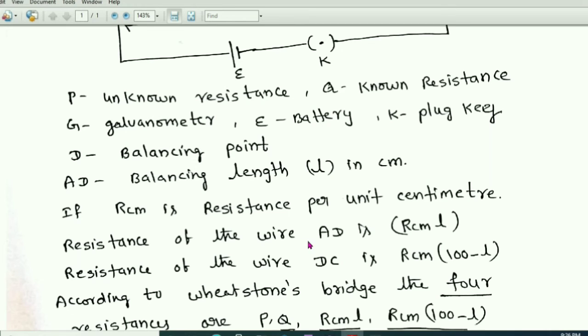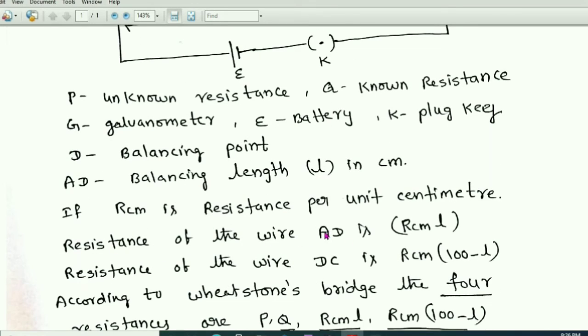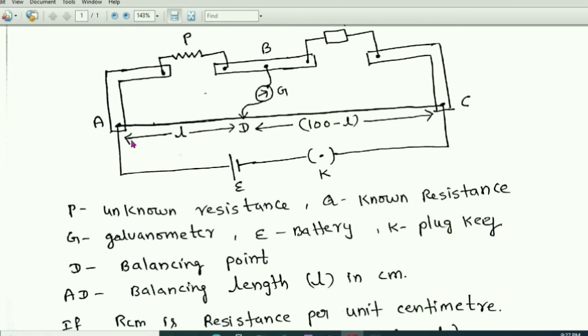Now the resistance of the wire AD. If you take this portion AD, the length is L. For 1 centimeter the resistance is RCM, so for L centimeter the resistance is L into RCM. So for this AD length, that is L length, the resistance of the wire AD is RCM into L, because the length of the wire is L. This is one resistance, because RCM into L is the resistance of L length.